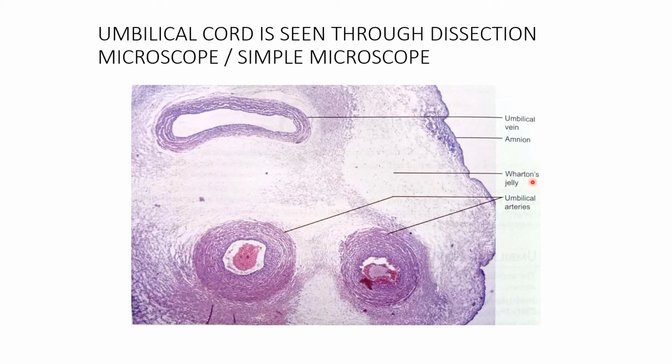So here there is a single umbilical vein. Here you can see this is the umbilical vein and these two are the umbilical arteries. So the umbilical cord contains two umbilical arteries and one umbilical vein. The umbilical artery has a thick muscular wall, with a double layer of muscular wall without an elastic layer.